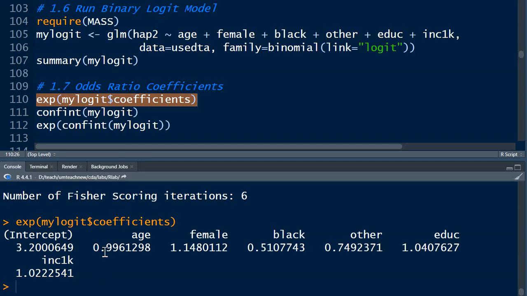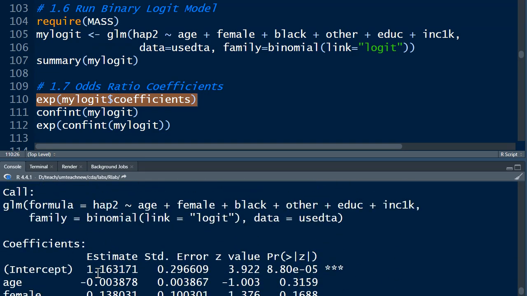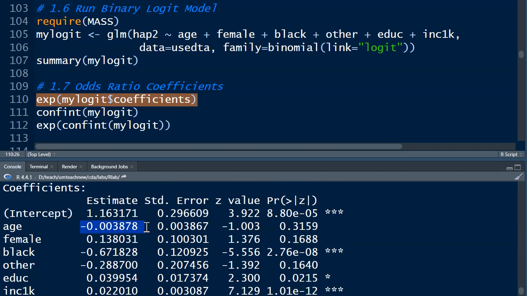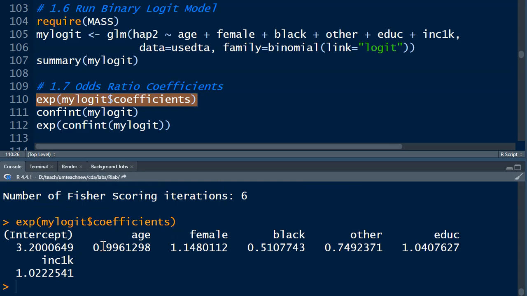Let's take this number as an example, which is the exponentiated coefficient of this number. If you exponentiate this number, it becomes 0.9961298. So how do we interpret? Holding all other variables constant, net of the effects of all other covariates, or ceteris paribus, a Latin phrase for partialing out the effects of other covariates, we would expect the odds of y equal to 1, that is being happy, to increase or decrease? Here it is a decrease.